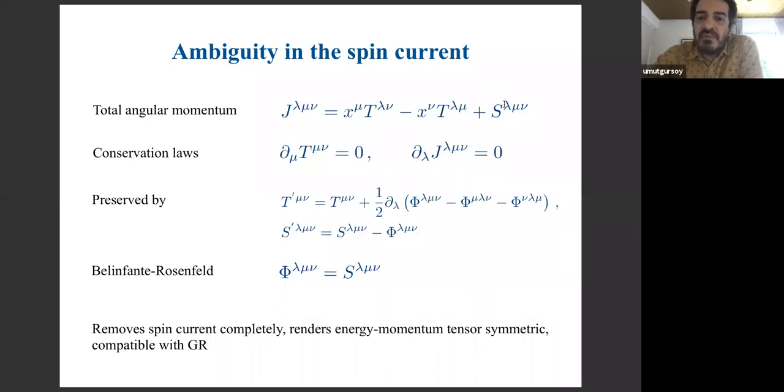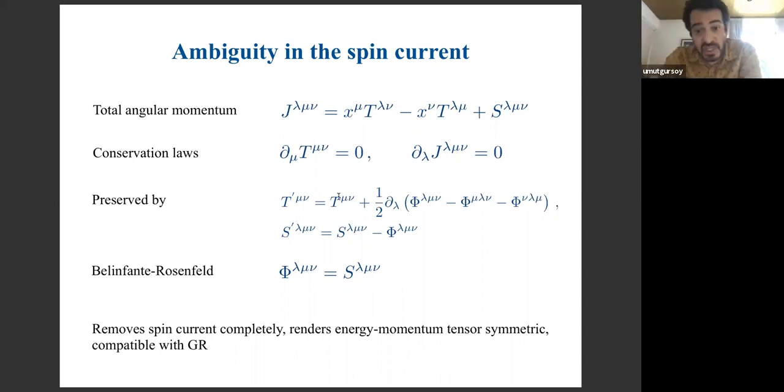But this S lambda mu nu part is ambiguous, because you can always redefine your energy momentum tensor by including the derivative of a 3-index object, phi. I'm denoting it by phi here, and all these equations, this conservation of the energy momentum and the angular momentum, the total angular momentum will be unaffected. So these are called pseudo gauge transformations, and this pseudo gauge transformation is affecting the spin current in this way. So there's a particular gauge where you can choose this phi to be exactly S to cancel it completely, and you can set it to 0.